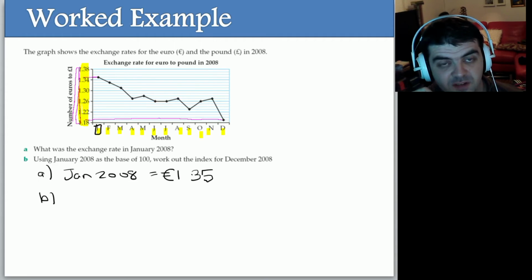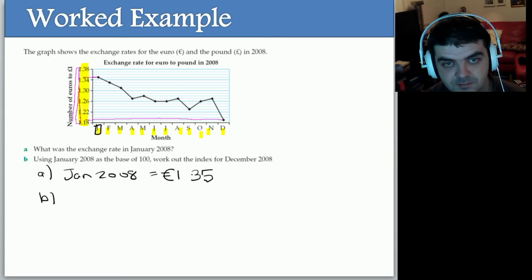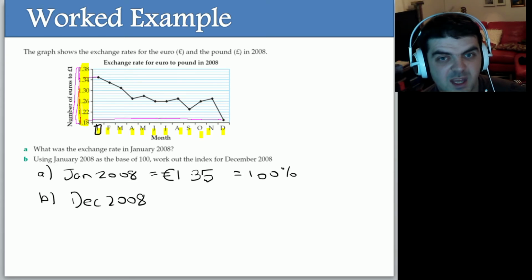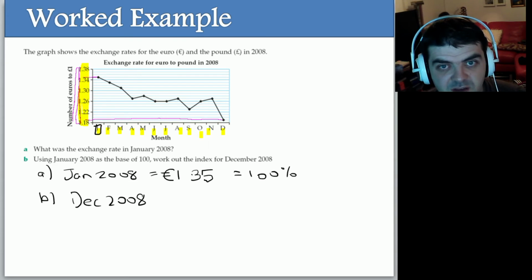December 2008. So we can go back and say, well, that's actually our 100%, 135, and we need to find out what December 2008 is. The first thing we're going to have to do is work out what the value for December 2008 is, and if I look across from there, it goes across to there, and that value is 1 above 1.18, which is 1.19. So we need to find out what percentage that is.